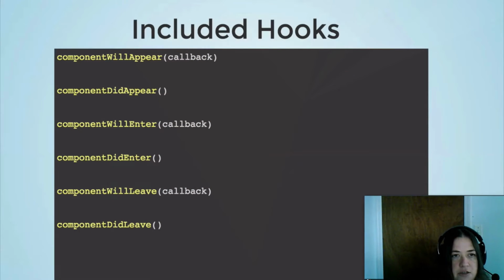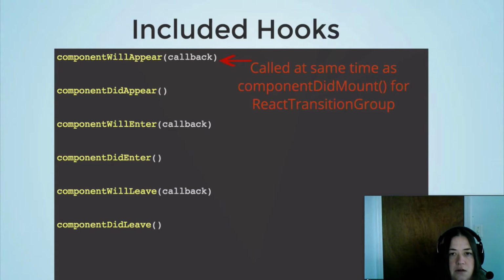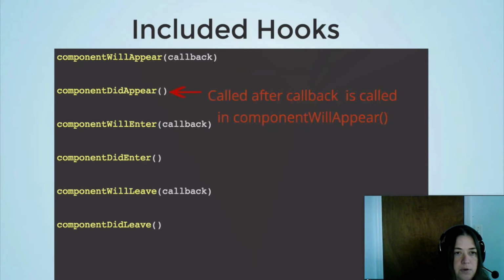Wrapping them inside the React transition groups gives us these added lifecycle hooks. We have the component will appear, which has a required callback, and that is going to be called at the same time as component did mount for the React transition group itself. So this is only called on transition elements that are already inside the transition group when the transition group is mounted on the page. After the callback is called in component will appear, we move on to component did appear. As you can see, it's called after the callback of component will appear.